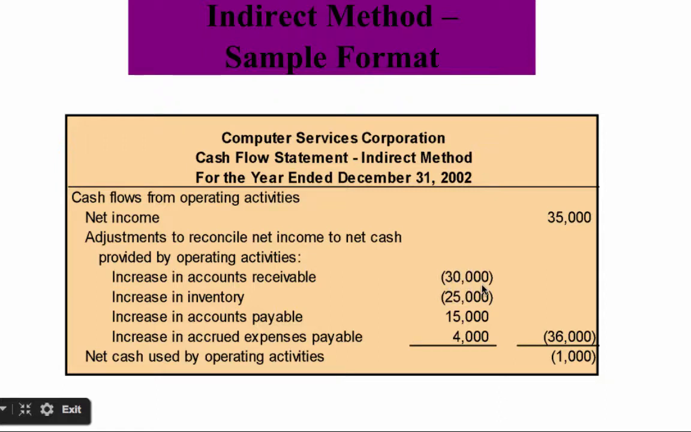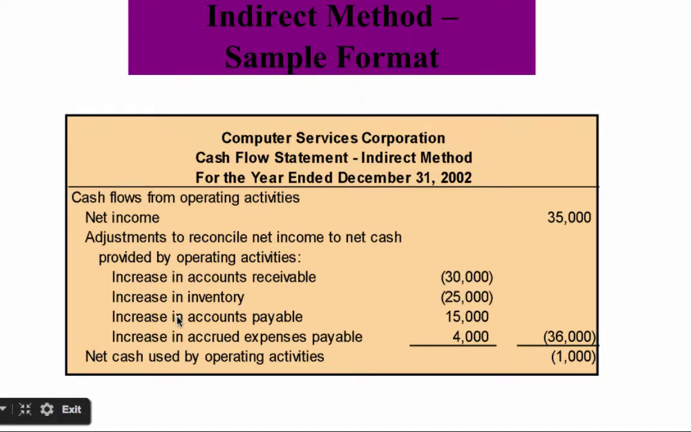These brackets mean negative. There was an increase in inventory. And again, inventory is a current asset. So when a current asset goes up, you subtract it from your net income. So again, put brackets around it to indicate negative. And if these two had gone down, you would do the opposite. You would add them back.